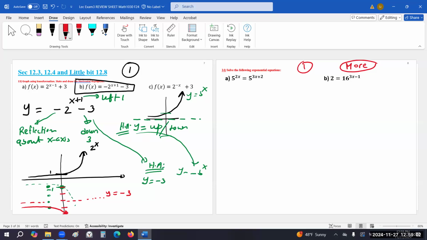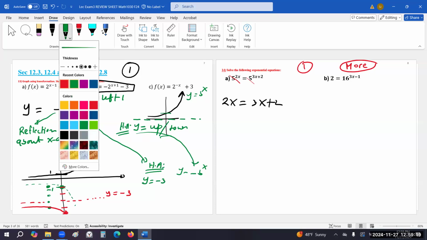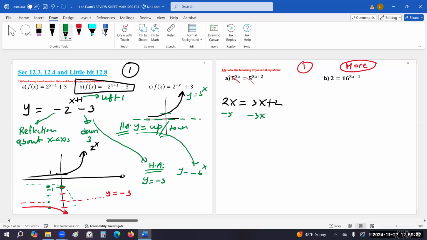Okay, the first type is the easy type. We have the same base. What do we do? Cancel. So we have 2x equals 3x plus 2, and we solve for x. You can do anything. You can subtract 3x, so you get negative x equals 2, but you're not looking for negative x. You're looking for positive x, so swap it. X equals negative 2, and we are done. We don't have to check anything. We only need to check for log functions, log equations.